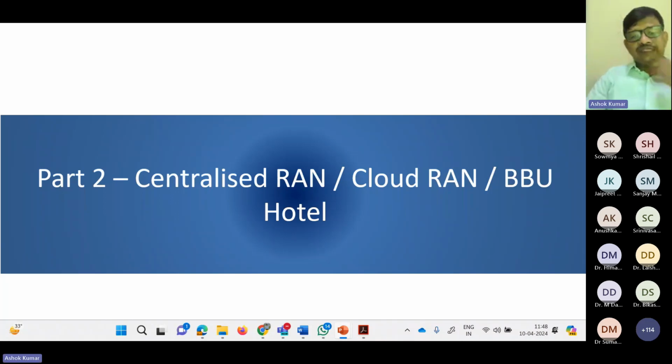Now the second part of the session is about understanding what is centralized radio access network. Sometimes they call it cloud RAN, cloud radio access network, and you might have heard a terminology called BBU hotel, baseband unit hotel. This is also not really open RAN, but the OEMs have conceptualized this concept of C-RAN or cloud RAN.